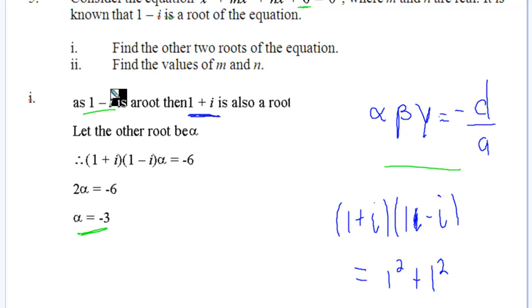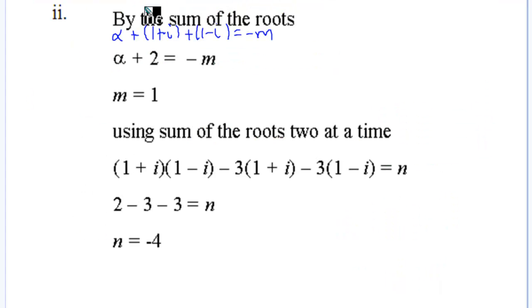Now you can substitute in the values there, get equations there. Or we could use the idea that the sum of the roots equals minus m. So alpha plus 2 equals minus m, so m would equal 1 there. Or then we can use the roots taken two at a time and put those in, and that would equal n, and we're able to solve to give us n being equal to minus 4.